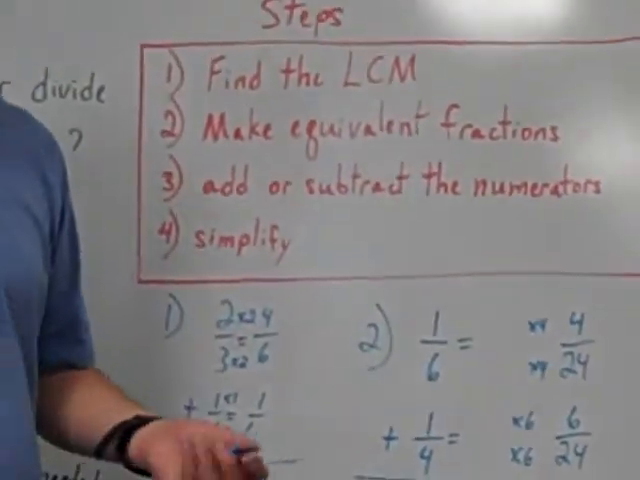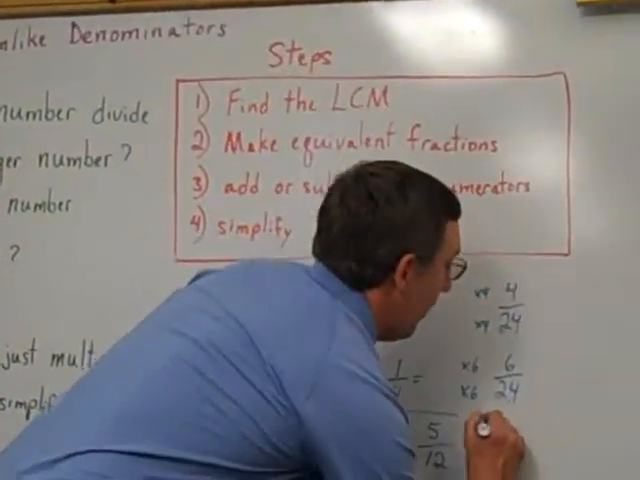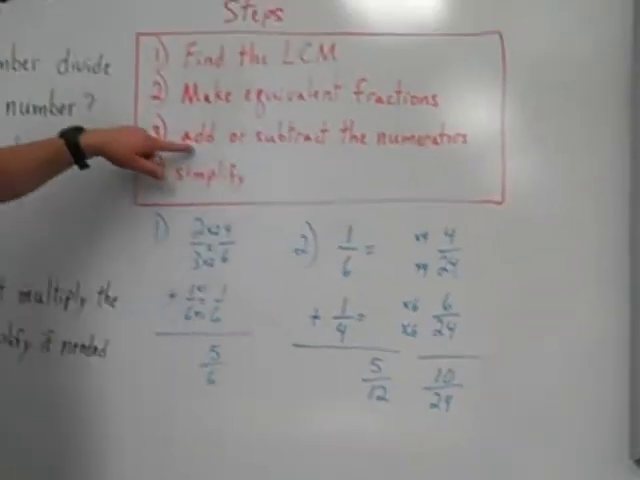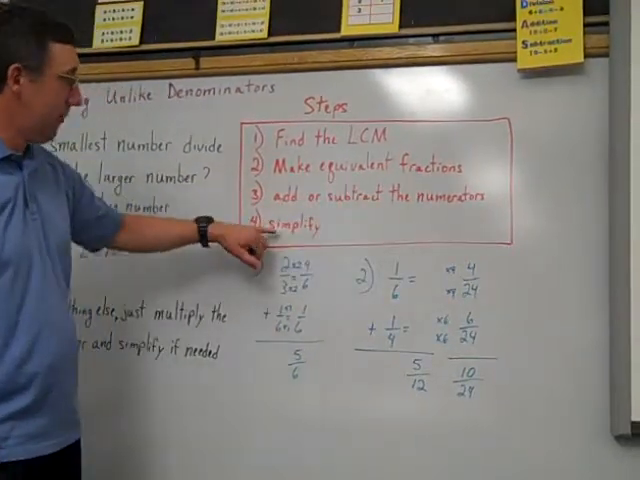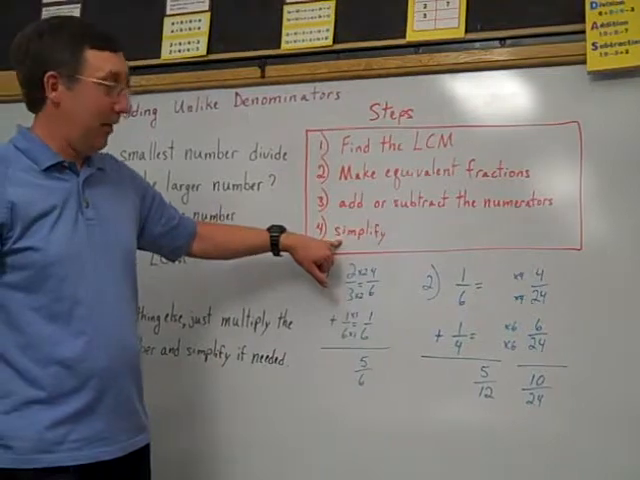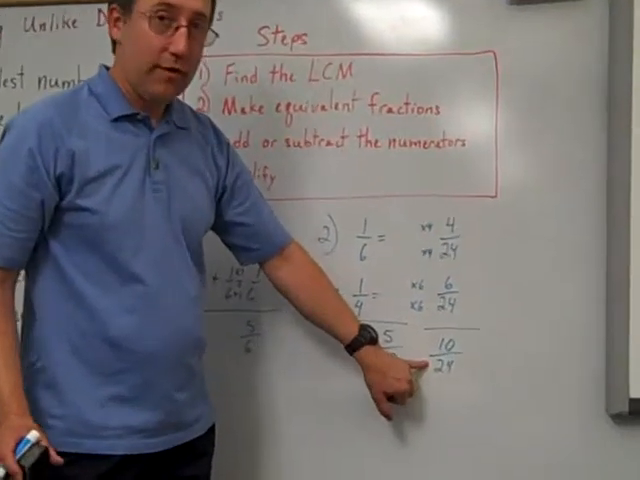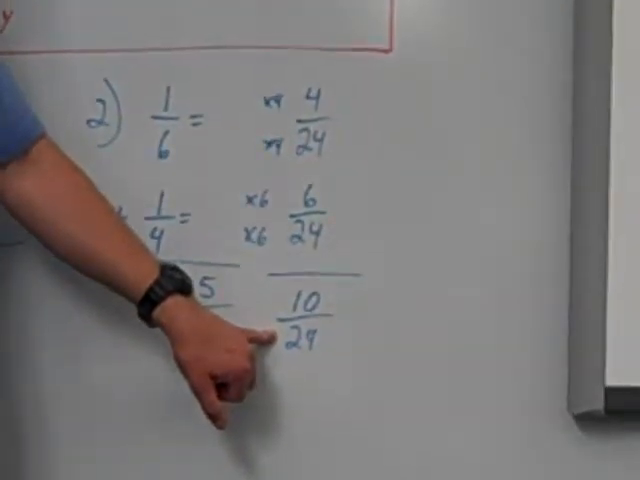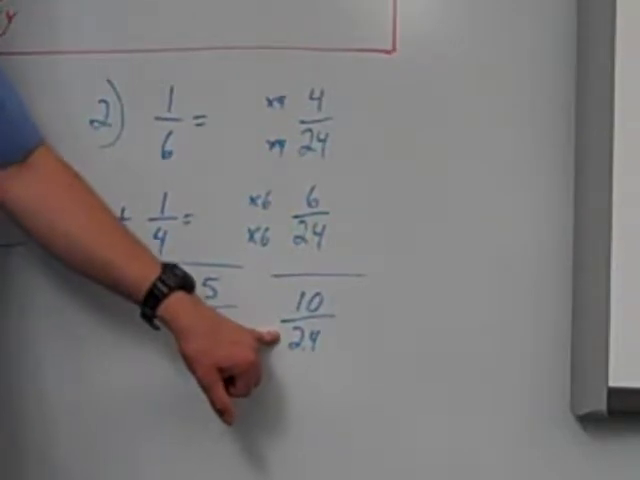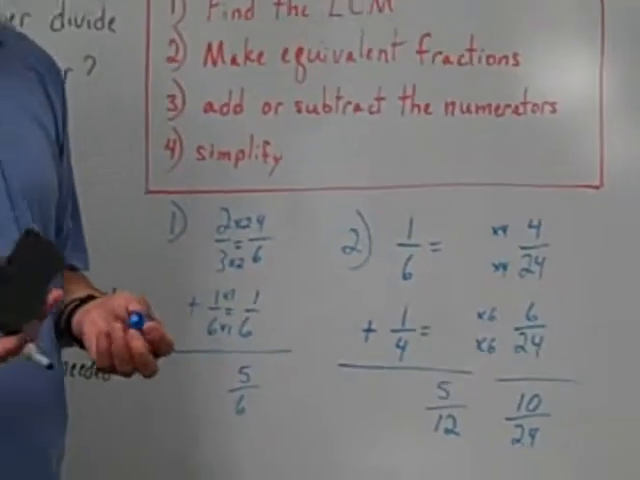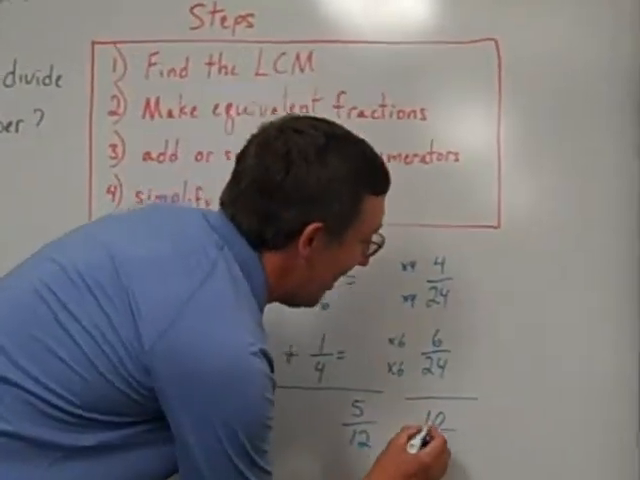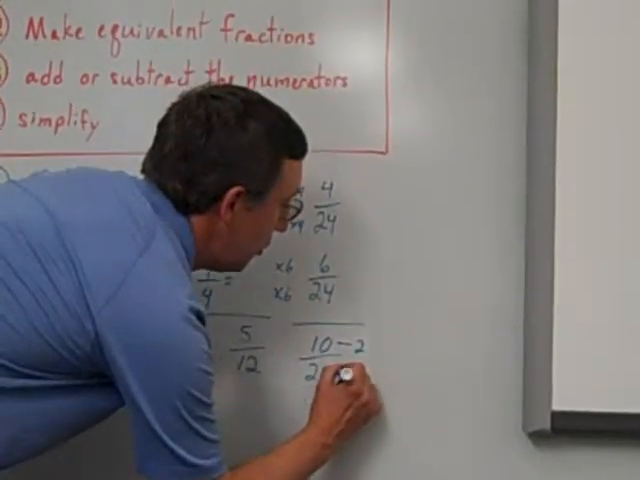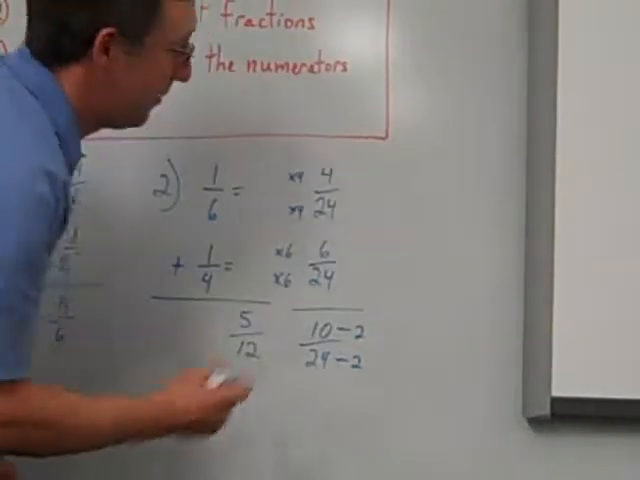Now, again, I add the numerators, and that will be 10/24. Okay? I've now added my numerators. Now I get to step number 4, which is simplify. Can I simplify 10/24? Stacy, can I simplify 10/24? Yes, I can. And I can simplify because they're both even numbers, right? So, I have 10/24. I can divide both by 2 because they are even numbers.